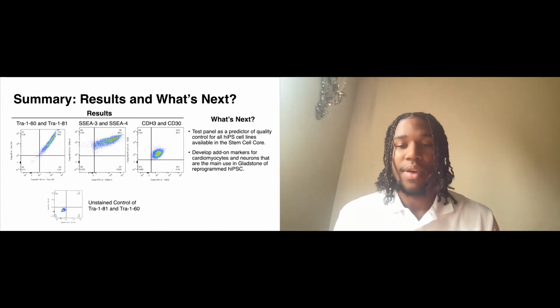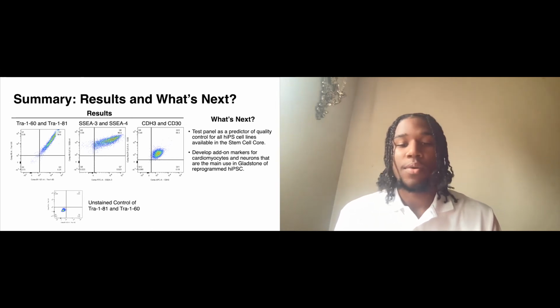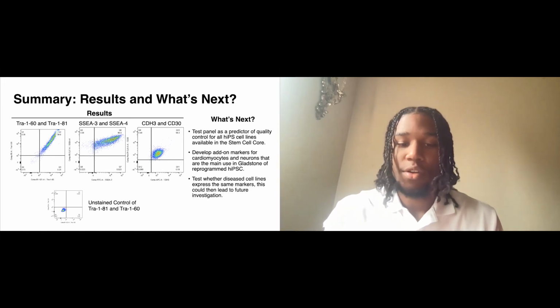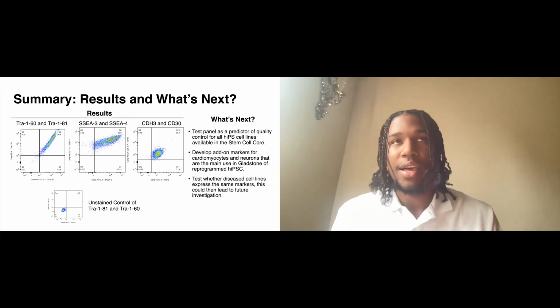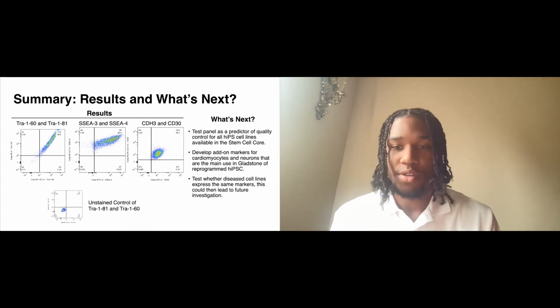Cardiomyocytes and neurons are the main use of reprogrammed hiPSCs at Gladstone. So the flow core would like to develop markers to test for the efficiency of the reprogrammed hiPSCs. Also, the panel will be tested on disease cell lines like cancer cell lines to see if they express these markers.